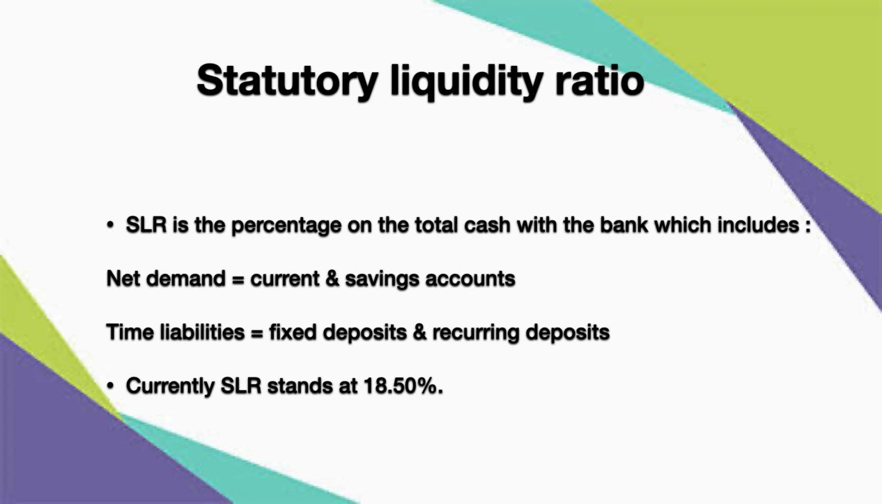Let's say the bank has, for example, 100 rupees, and let's say the SLR rate is 10%. What is 10% on 100 rupees? 10 rupees. So the bank must retain with itself how much? 10 rupees. Is that clear? SLR is the percentage on the total cash. How do I include this total cash? Whatever deposits or cash inflow the bank collects is called the total cash or total funds with the bank. On all that total cash, a percentage will be levied, and that is called the SLR ratio.